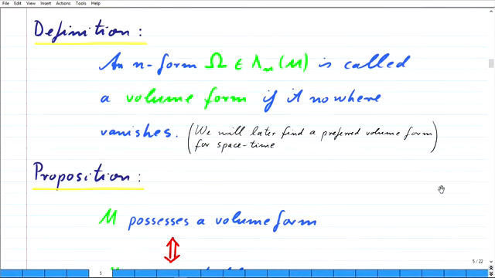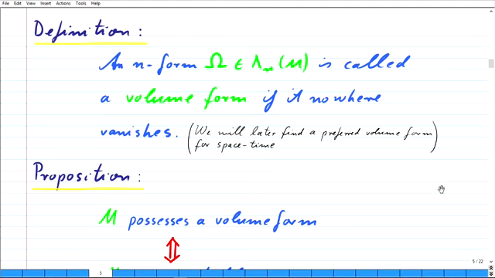Now here's a nice theorem that will be very useful for general relativity. First, the definition. On an n-dimensional manifold, a differential n-form omega is called a volume form if it nowhere vanishes. And you can use the volume form to do what the name advertises. You can use it to define a notion of volume. You can, for example, integrate it over the manifold to obtain the entire volume of the manifold.